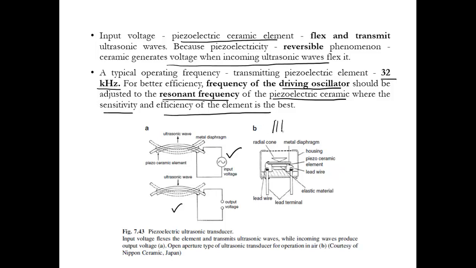This is an example of an ultrasonic transducer for operation in air, where we let the sound waves go directly into this radial cone type shape produced here, so that the waves are converged. Then there is a diaphragm here, and then there is the piezoelectric ceramic material. So it will pick up, and it can act as both transmitter and receiver. There are lead terminals.